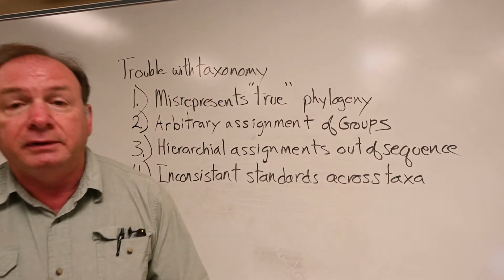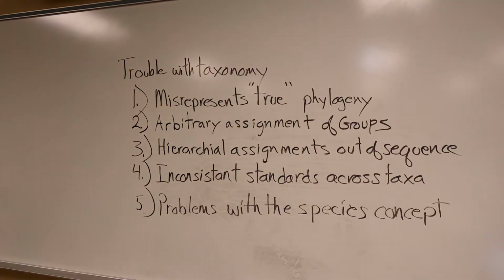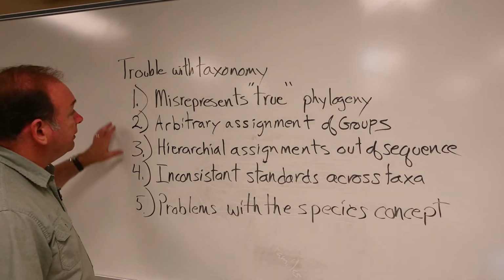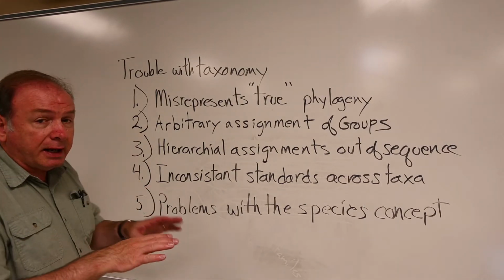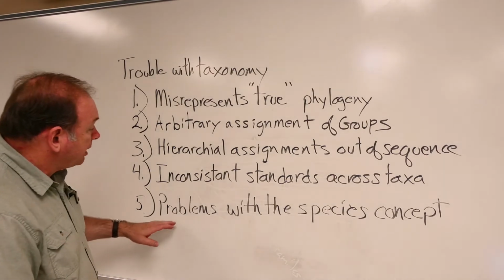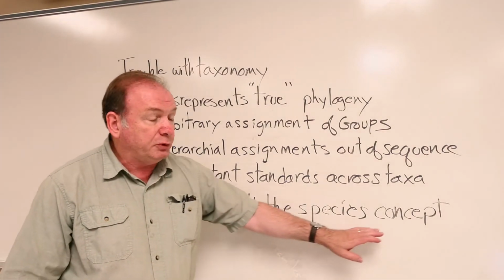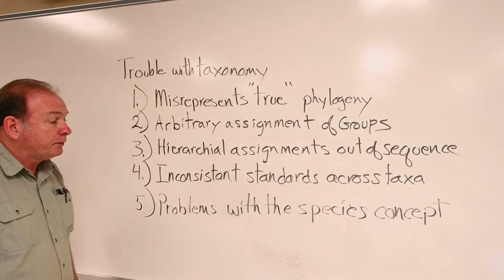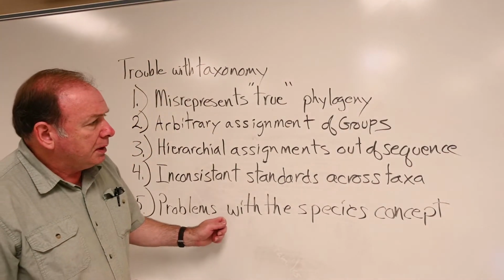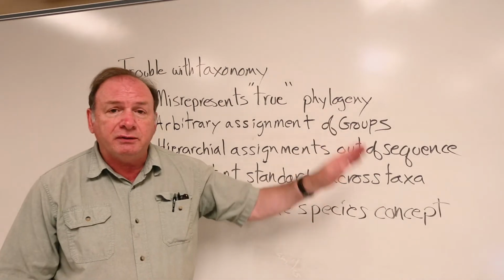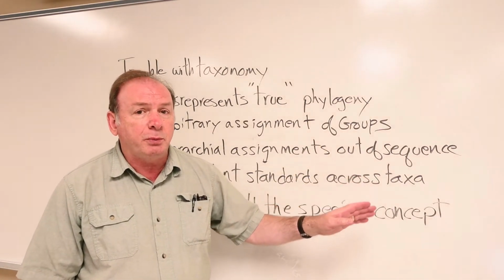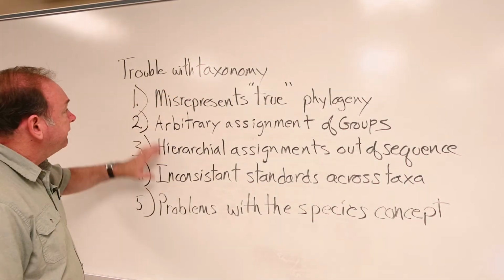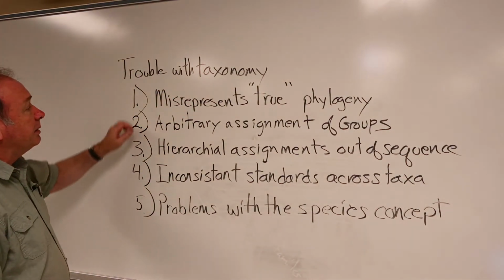Next, number 5. All right, our 5th problem we have with our taxonomic system is only down there at the species level, when we're talking about what is a species. Problems with the species concept. I think what we'll do is make another list of some specific things that have to do with problems with the species concept. And that will be the last of our identified problems we have with taxonomy.